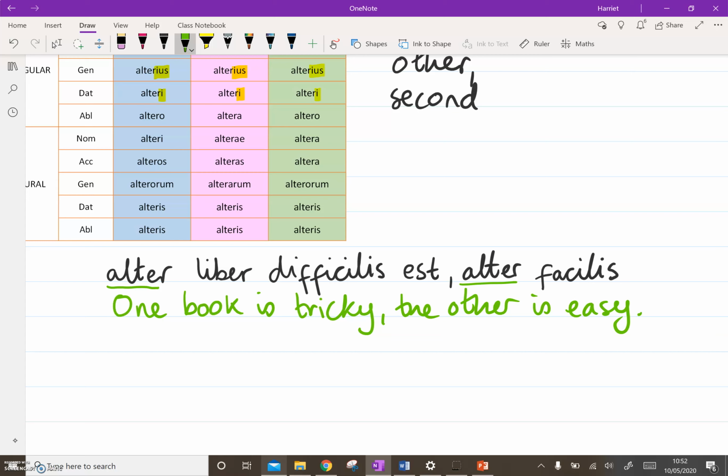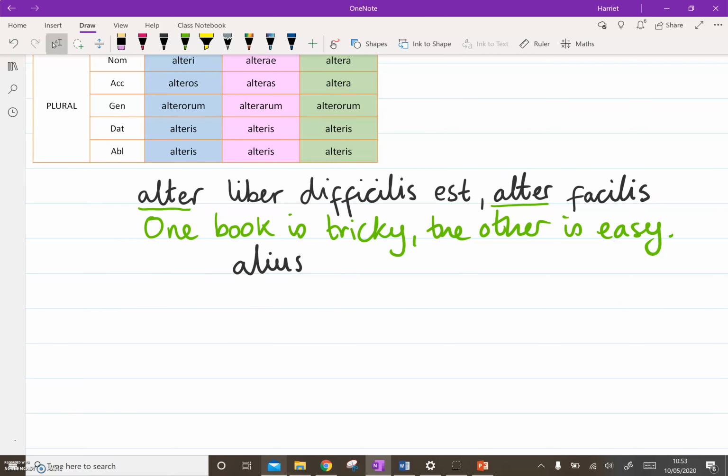The reason that it's mentioned is because in this example right here, you would use alter if there were just two options involved. So there's just two books involved in this description here. If there is more than two options, then instead of alter, we use alios, which just looks like this. Alios is used, and again, very similar translation. So I'll show you an example sentence.